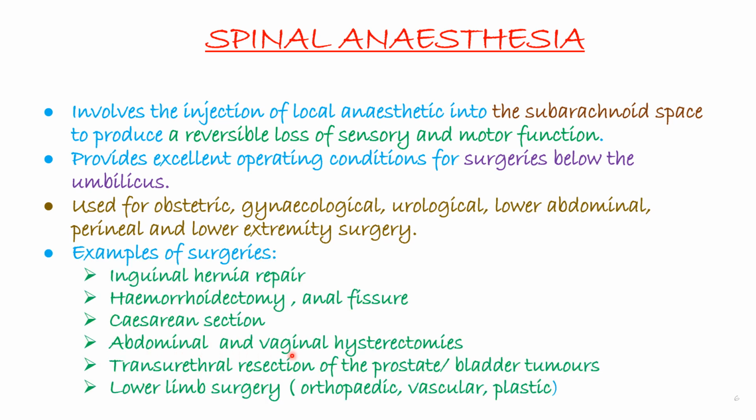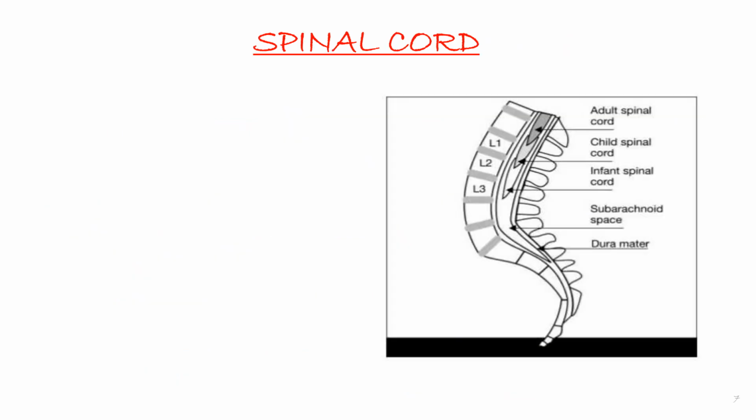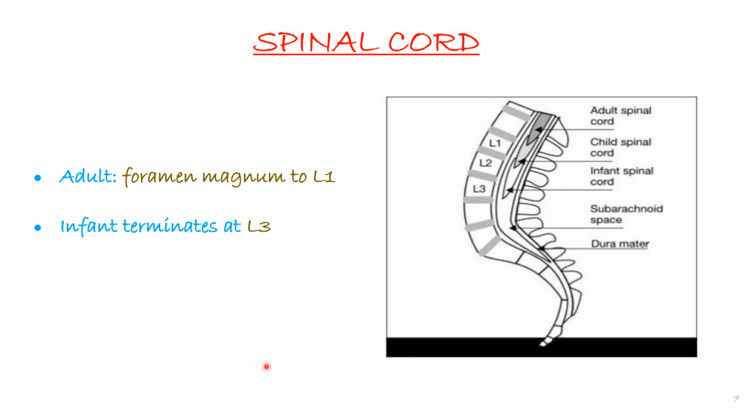Examples of the surgeries include inguinal hernia repair, hemorrhoidectomy, anal fissure, cesarean section, abdominal and vaginal hysterectomies, transurethral resection of the prostate or bladder tumor, and lower limb surgery including orthopedic, vascular, and plastic. The spinal cord of an adult usually ends at L1, whereas for an infant it usually ends at L3.